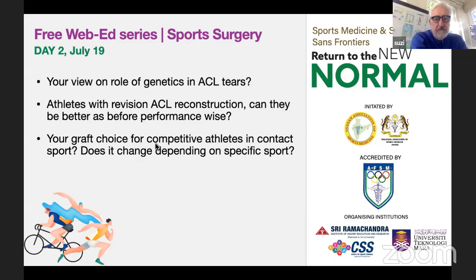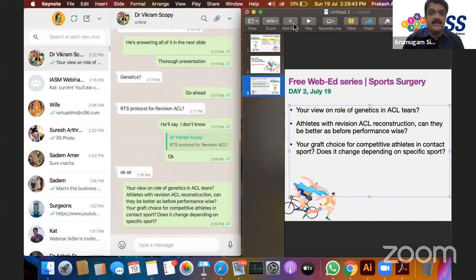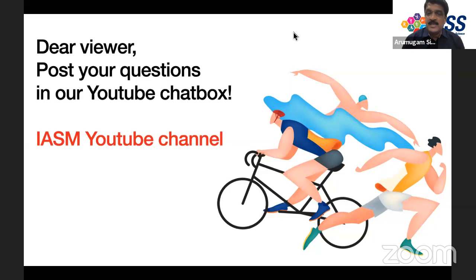Yeah, so I take the message that you don't just stick to one particular graft. As a surgeon, you must be expert in all the grafts, and which graft goes to which patient or athlete depends upon individual choice. You cannot make a generalized statement.